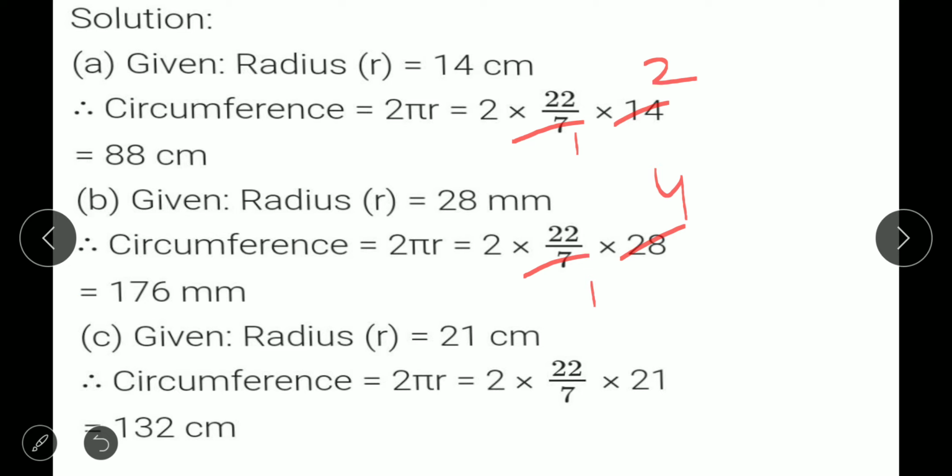Now next, C part. In C part radius they have given is 21 centimeter, circumference equal to 2 pi r, 2 into 22 upon 7 into 21. Now cancel. 7 3s are 21, 2 3s are 6, 6 into 22 will be 132 centimeter. So here we have completed our first question.